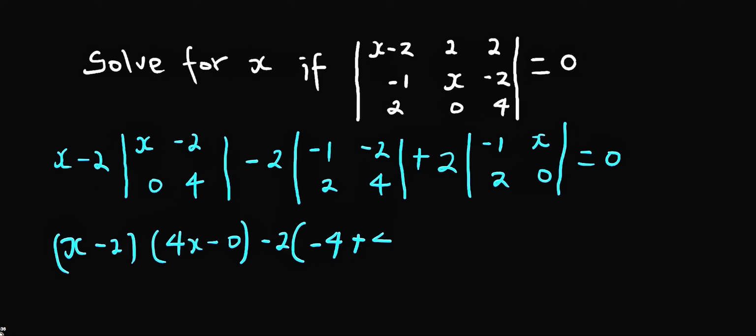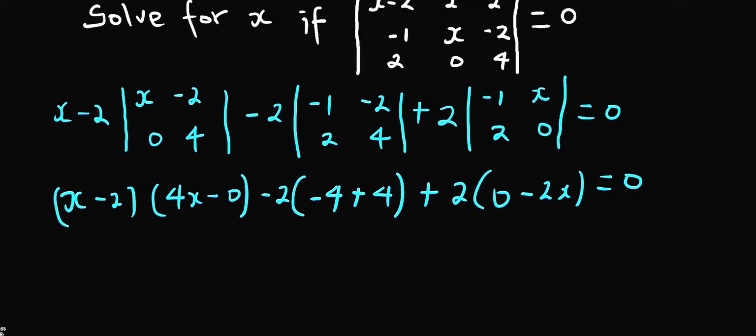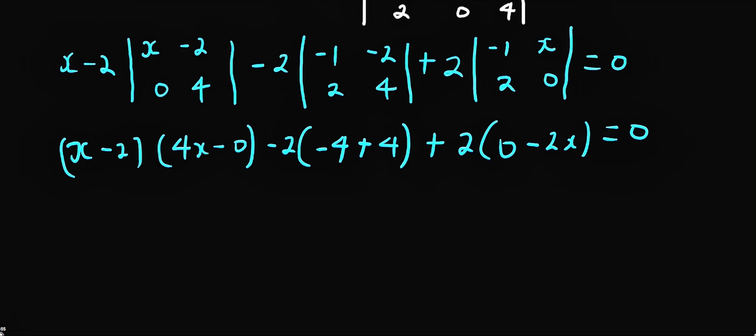So we have plus 4 there, plus 2 into negative 1 times 0, which is 0, minus 2 times x, which is 2x, and that's equal to 0. So let us simplify this further. This is just 4x, so 4x times x is 4x squared, minus 4x times 2, which is just 8x.